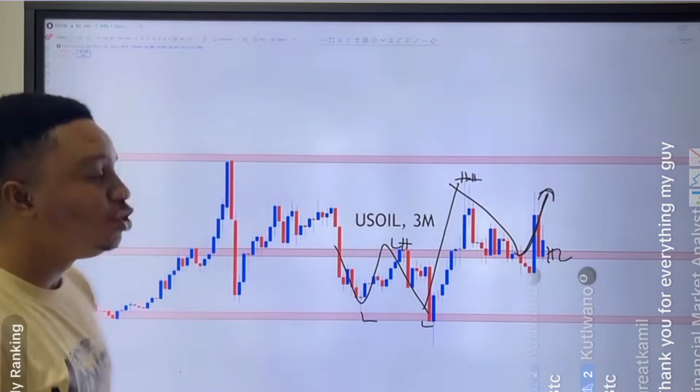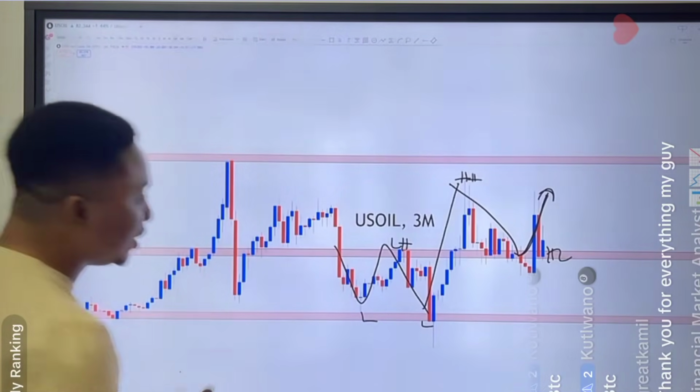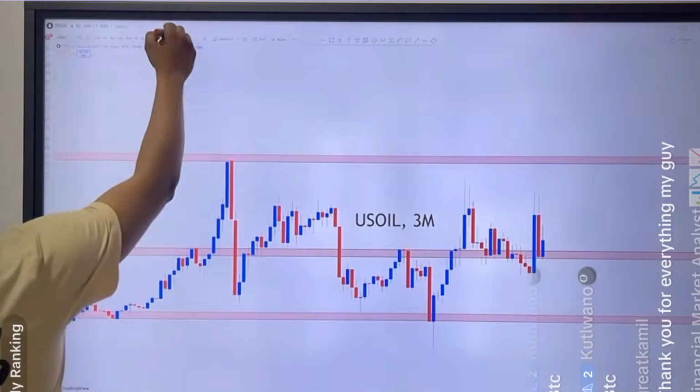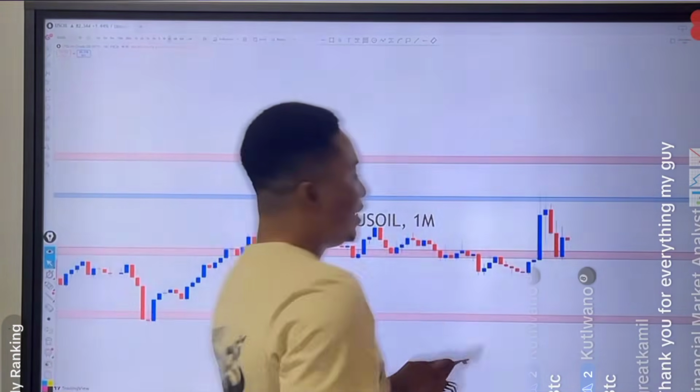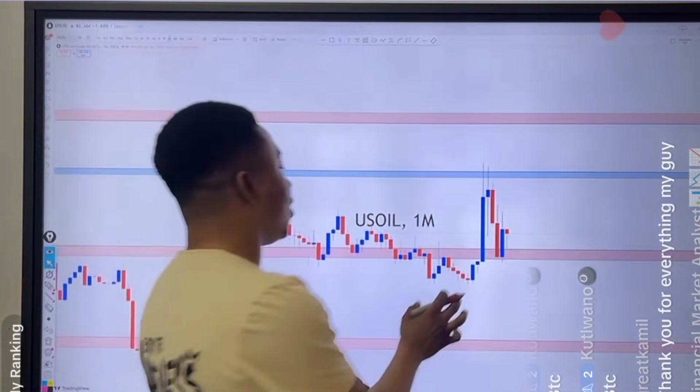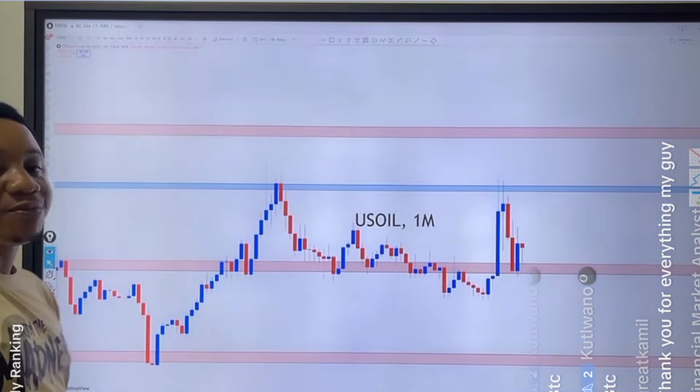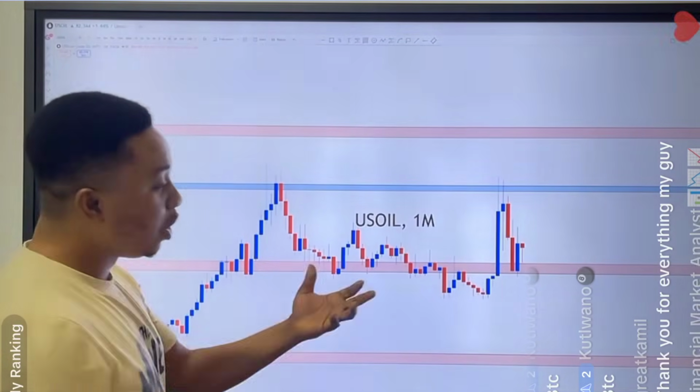But how then do we buy in that direction? Let's take it again also to the monthly. This is the monthly time frame of the US oil. Let's see how price is responding on the monthly also to the upside.